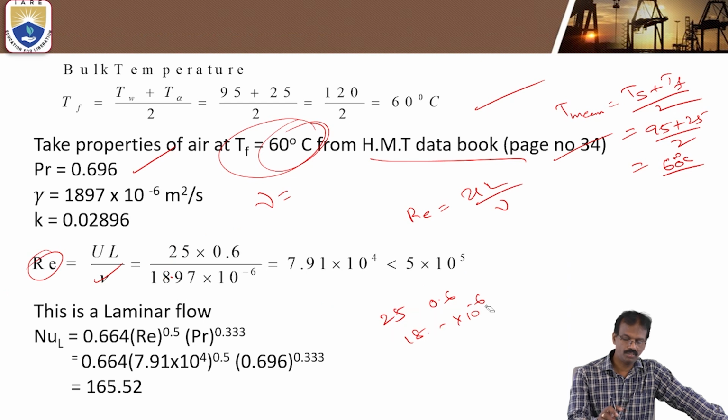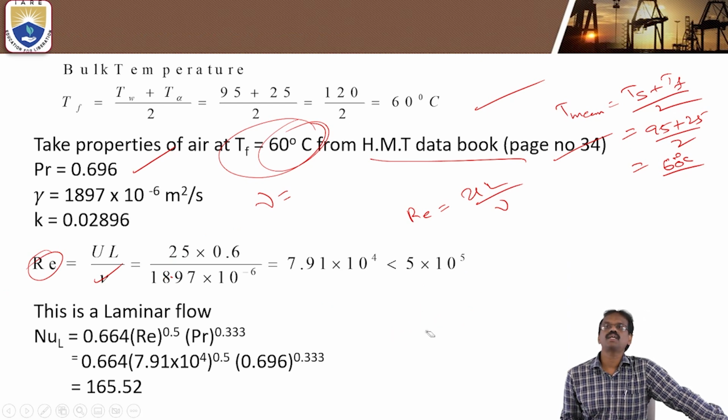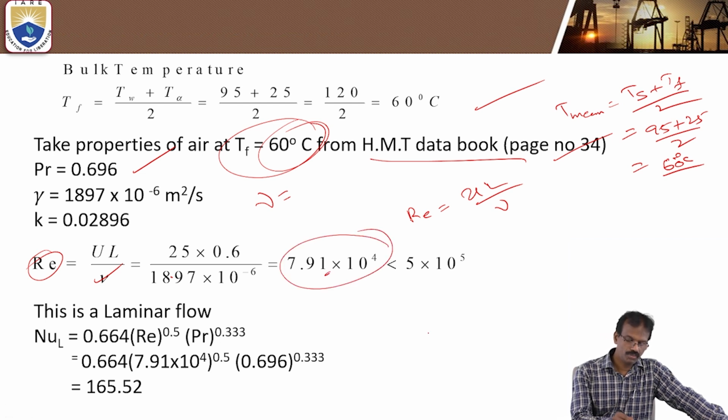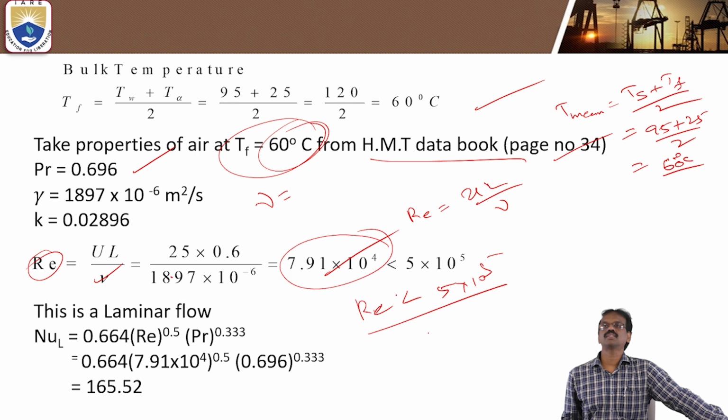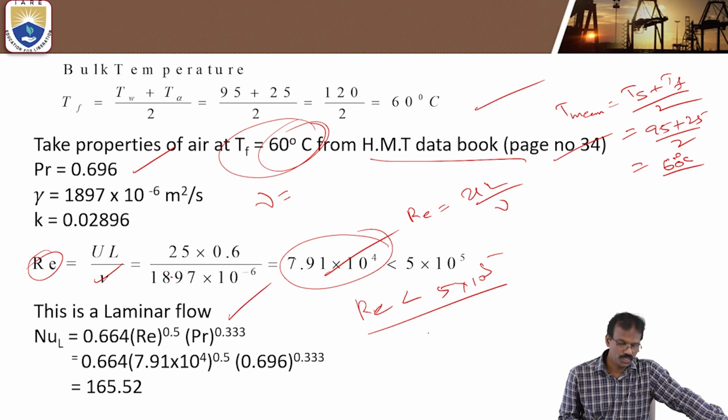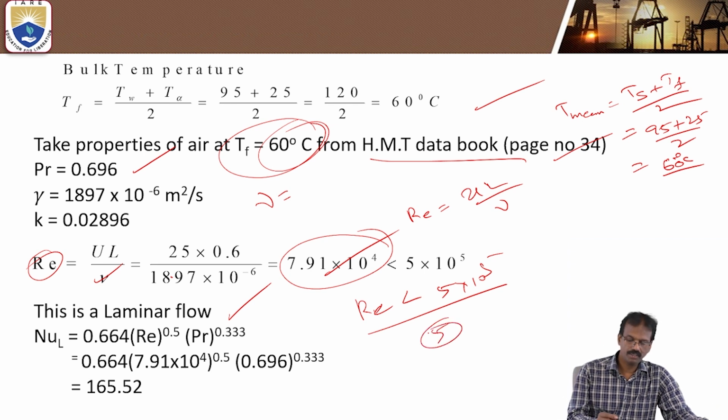Here the Reynolds value we got is 7.91 into 10 to the power of 4. So this Reynolds value is less than 5 into 10 to the power of 5. If it is less than that, you can understand this flow is laminar. So this is laminar. Based upon the flow and the length, here we are taking the full length.